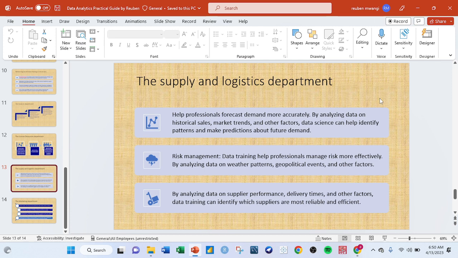So risk management also. So data science helps professionals manage risk more efficiently by analyzing data on weather patterns, because we'll be able to understand when we expect to have rain, and then they decide maybe the kind of transport that will be used, to ensure that customers get the goods at the right time. Also geographical events, and also the political scenario in the country, such kind of things. By analyzing data on supplier performance, delivery times, and other factors, data science can identify which suppliers are most reliable and the most efficient. So that is the supply and logistic department.